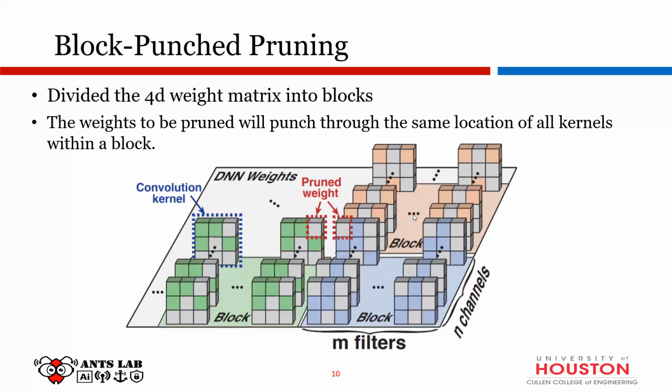So the block punched pruning, if we see the entire weight in each layer as a large matrix, just divides this weight matrix into multiple blocks. Within each block, the pruning strategy will be the same, and we prune the same location in all the kernels within the block. For different blocks, we can use different pruning designs, so it can be more flexible for use with different kernel sizes and in different layers.